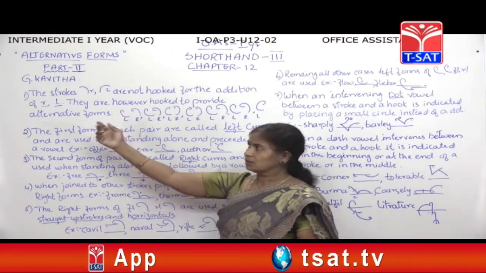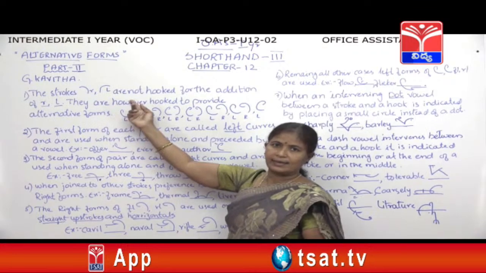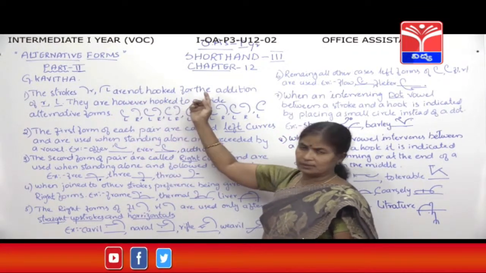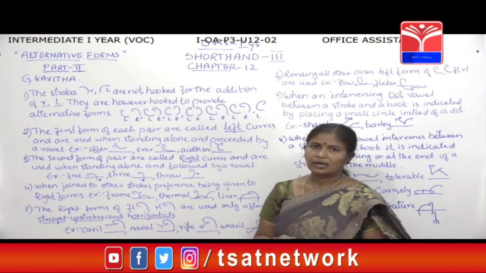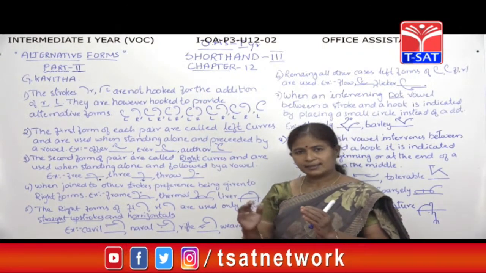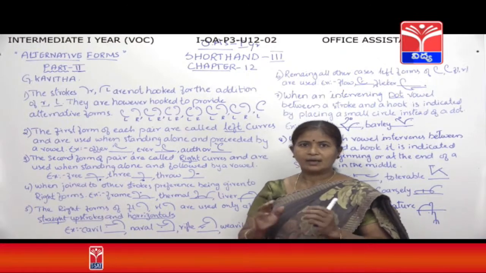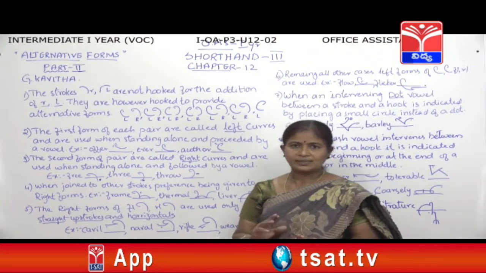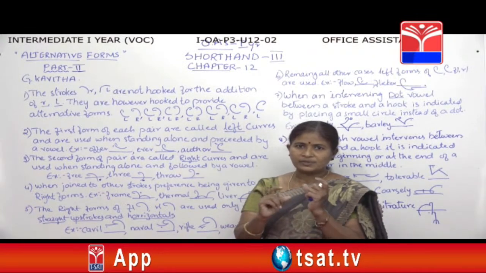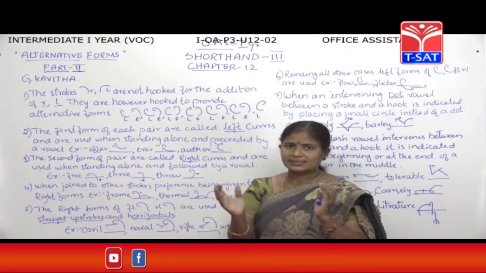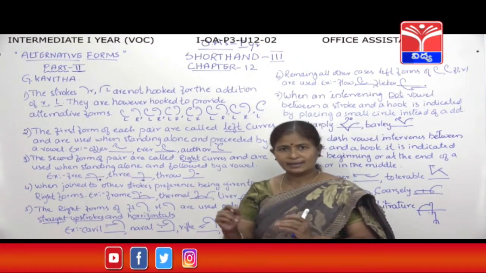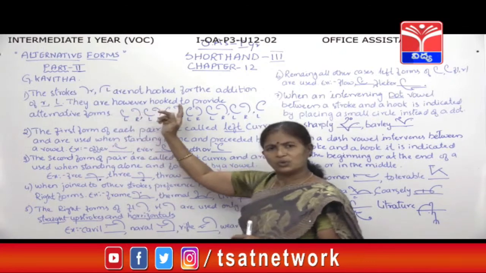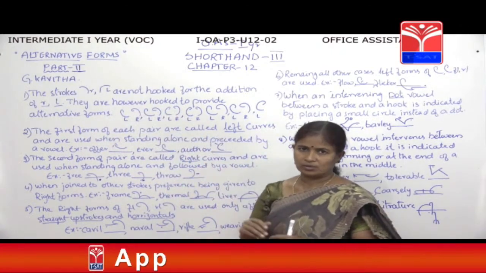Now, what are the rules? The strokes R and L are not hooked for the addition of R and L. For stroke R and L, we don't have any R hook or L hook, because they are sounded only as R and L. So sounding R and L two times at the same time is not possible. So the hooks R and L are not hooked to the strokes R and L. They are however hooked to the other strokes and form double consonants, right?